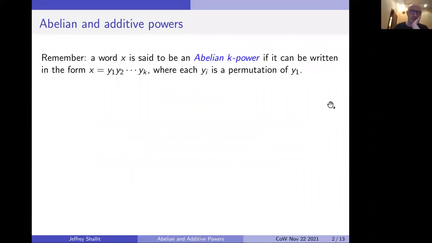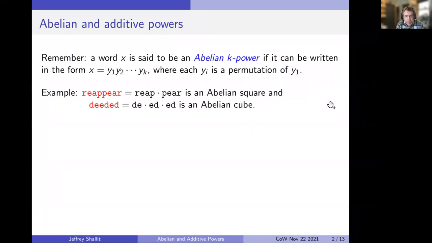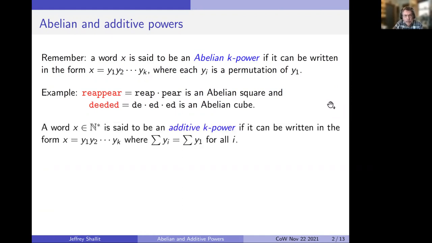I probably don't need to define this, but I will anyway for people who may not have seen it before. An abelian k-th power is k consecutive blocks, where each block is a permutation of the first block, and hence each block is a permutation of every block. So in English, an example of an abelian square is the word reappear, because the first half reappears in the second half in a permuted way. And the only example I know in English of an abelian cube is the somewhat obscure word deeded, which has 3 blocks of size 2.